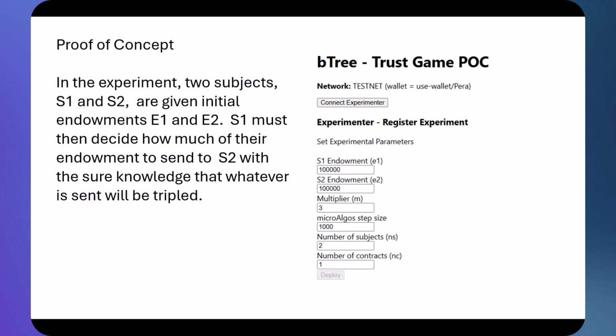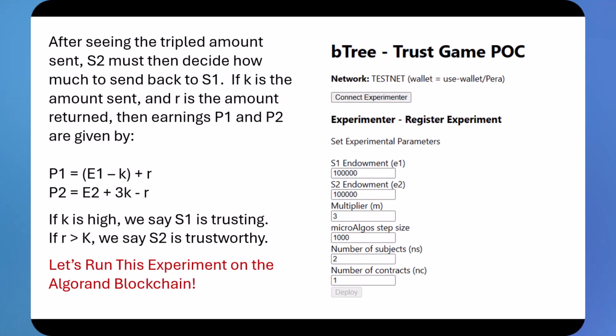Today, as our proof of concept, I want to take you through an implementation of the trust game on the Algorand blockchain. Now, in the experiment, two subjects, S1 and S2, are initially given endowments E1 and E2. S1 must then decide how much of their endowment to send to S2, with the sure knowledge that whatever is sent will be tripled. After seeing the tripled amount, S2 must then decide how much to send back to S1.